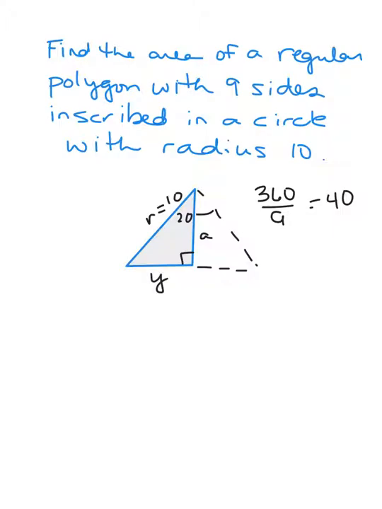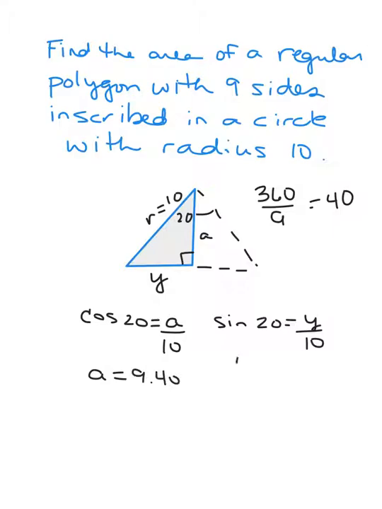Now again, because my angle is 20 degrees and I have a right angle, I'm going to have to use some trig functions. So I'm going to use cosine of 20, which is adjacent over hypotenuse, so it's going to be A over 10. And I'm also going to use my sine of 20, and that will be my opposite, which is y over the hypotenuse, which is 10. So when I do my calculations, I have A is approximately 9.40, and y is approximately 3.42.